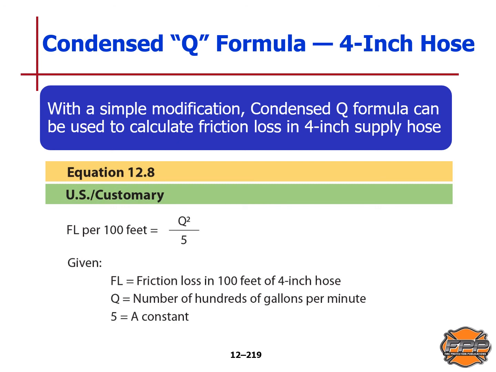With a simple modification, the condensed Q formula can be used to calculate friction loss in a 4 inch supply hose. Here's the formula: friction loss per 100 feet equals Q squared divided by 5, given that FL is friction loss in 100 feet of 4 inch hose, Q is the number of hundreds of gallons per minute, and 5 is a constant.